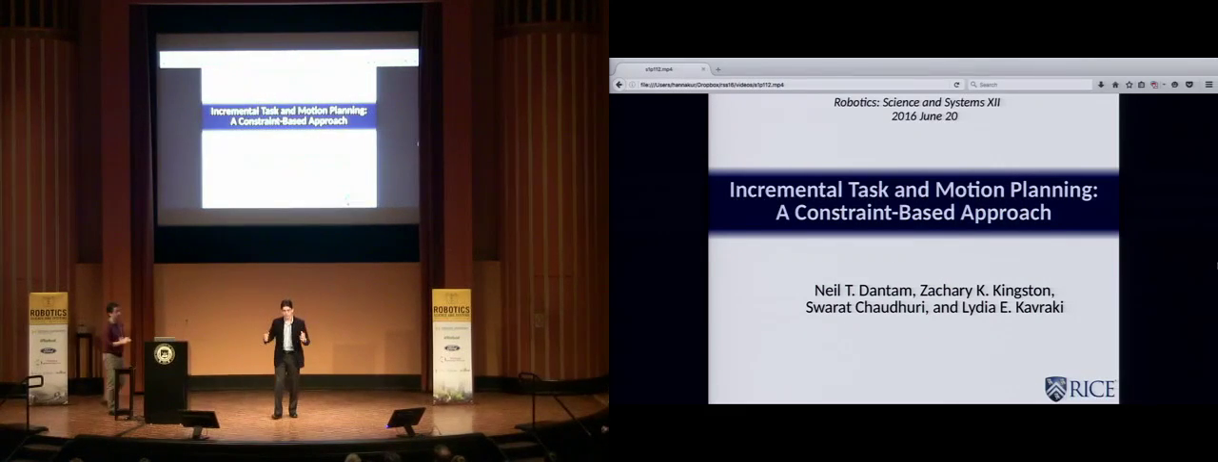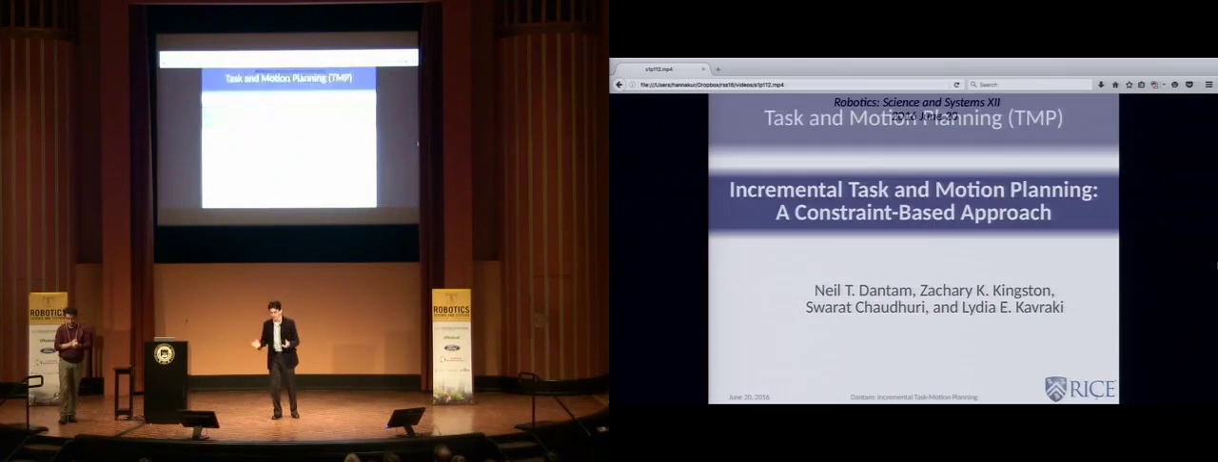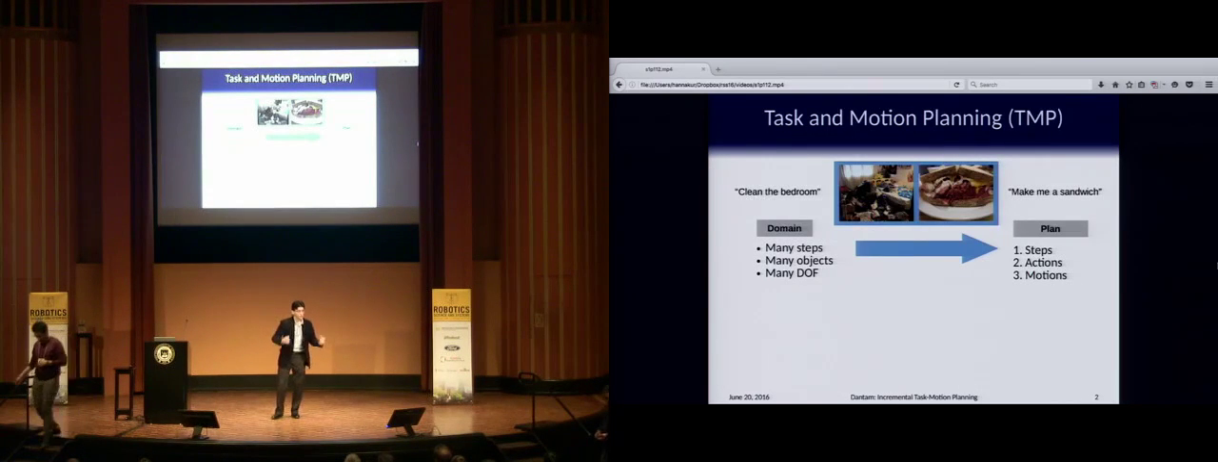Thanks. So we're using incremental constraint solvers to do task and motion planning. Robots should do useful things, like clean our room or make us a sandwich. These domains have many steps, many objects, and many degrees of freedom. We want a plan to give us the steps, the actions, and the motions for the robot.